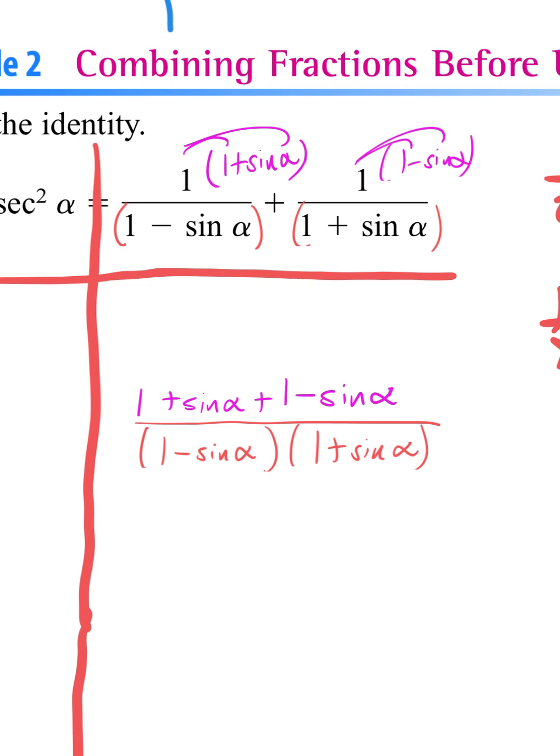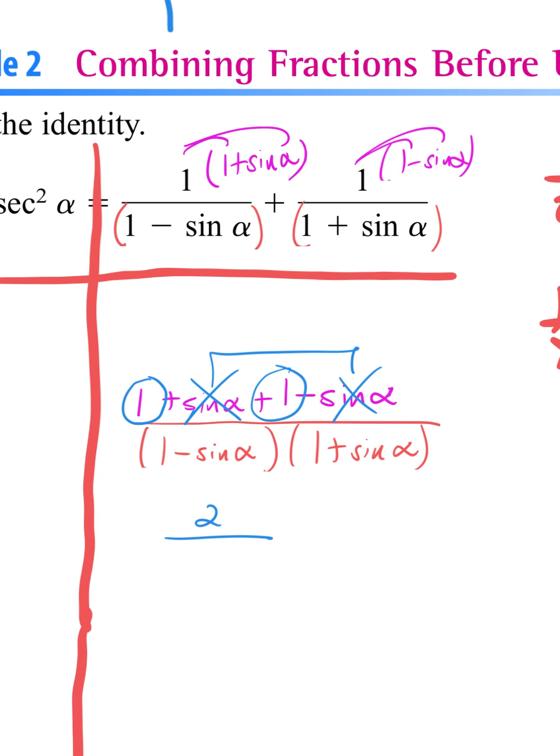So in the numerator, guys, everybody with me, what is 1 plus 1? Perfect. What's a positive sine alpha and a negative sine alpha? It cancels out. Wonderful. Now, let's take a step for a second and look. Where are we trying to get to? 2 secant squared. Have we already discovered the 2 that we were looking for?